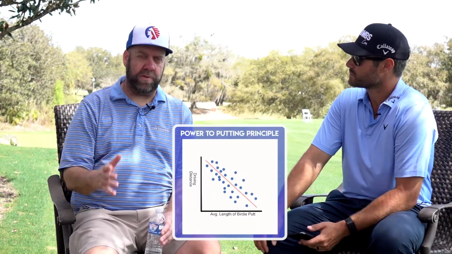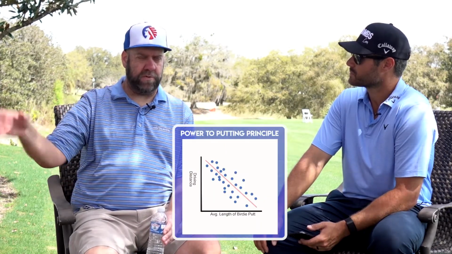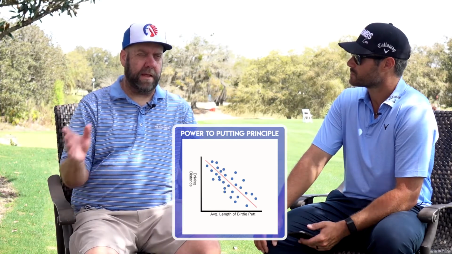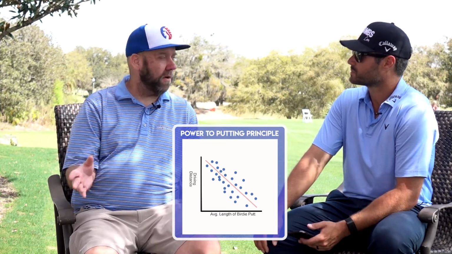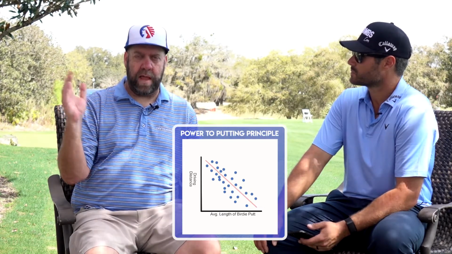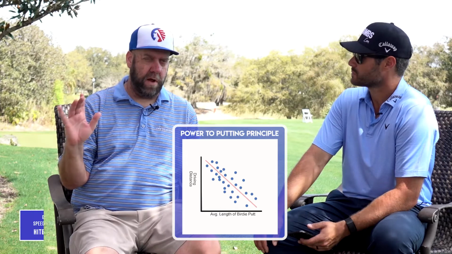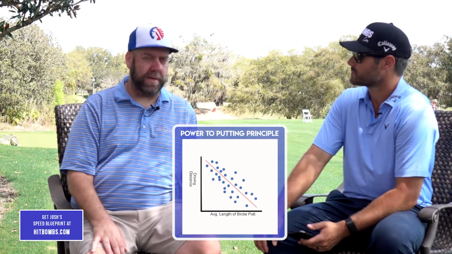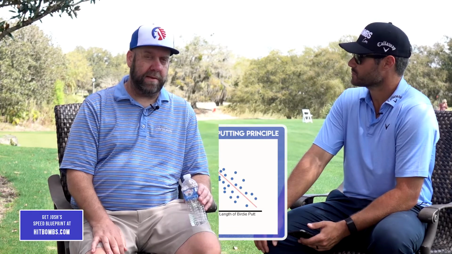On the tour level, we see there is some correlation between distance and speed and tour success. But when we get to the amateur level, it's a very strong correlation. If you have two amateurs that you don't even know, and one generates 5 miles per hour more clubhead speed than the other, it's a good bet that that player has the lower handicap. Ultimately that's because the further you hit it off the tee, the shorter the shot in, and typically you'll have a shorter putt in. Yes, especially with long hitters.